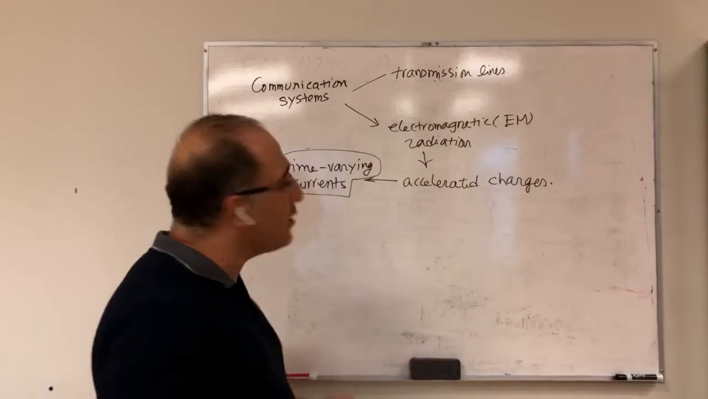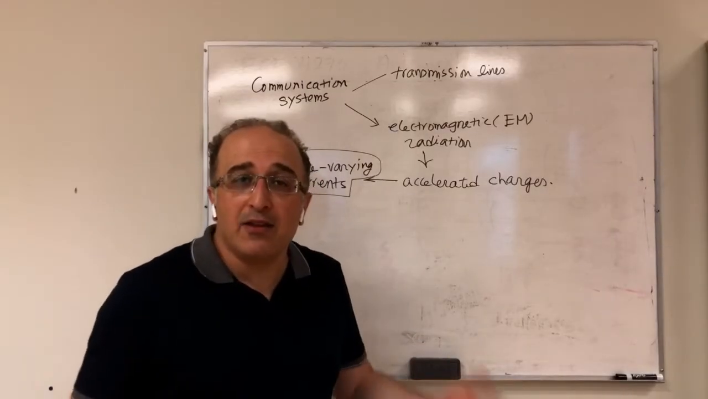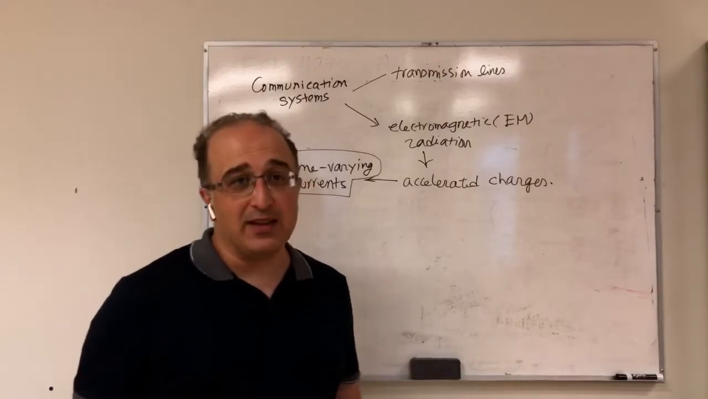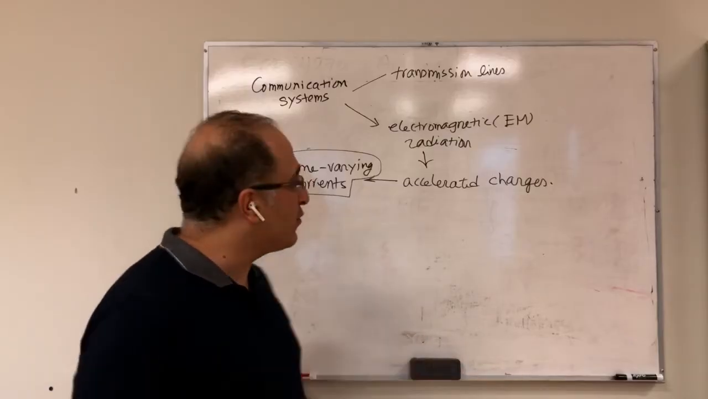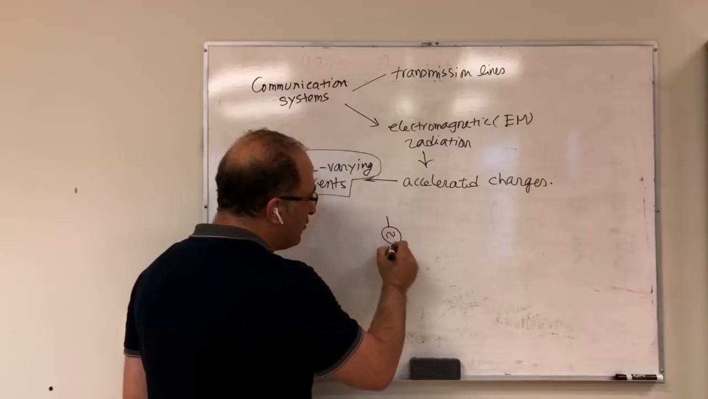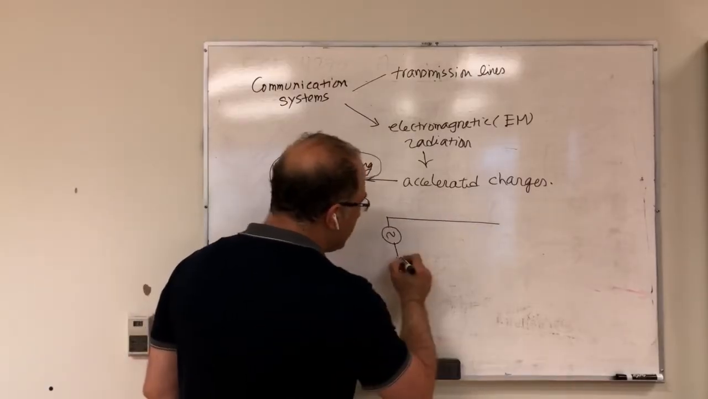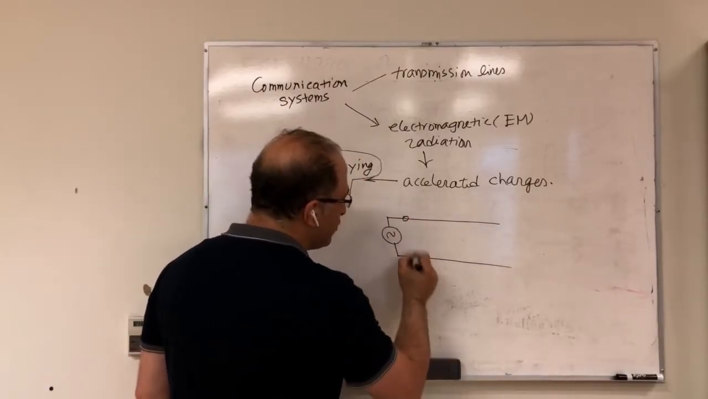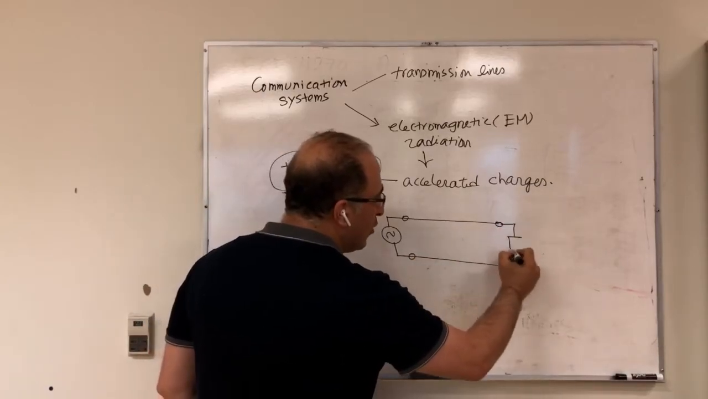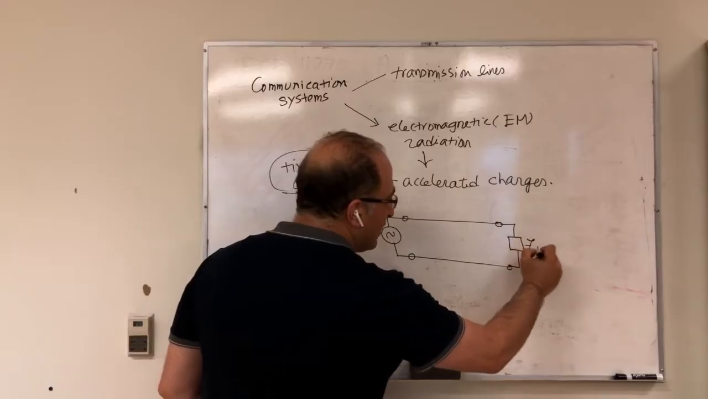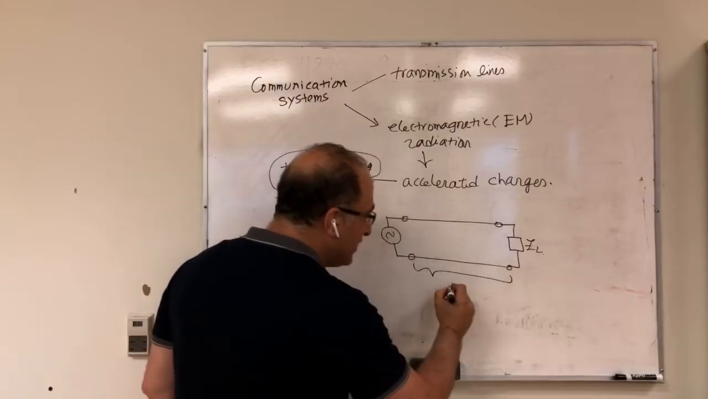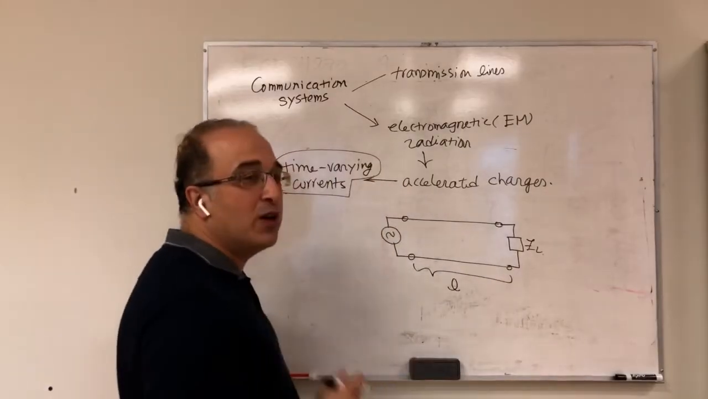Sometimes you have time varying currents, but you don't get radiation. Or maybe more appropriately, you don't get effective radiation. Let me give you an example. Imagine you have a transmission line. You have your source, and this is connected to a transmission line. Starting from this point, it has some length, and it goes to a load, ZL. The reason I'm saying this is a transmission line is again because the length is comparable to wavelengths.